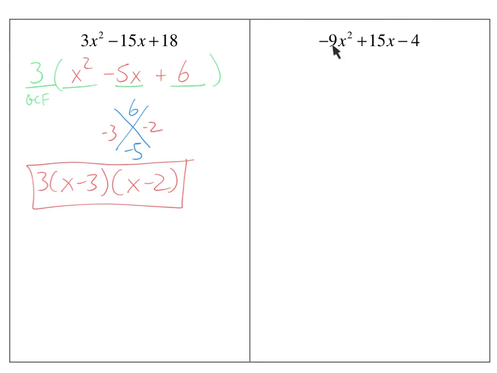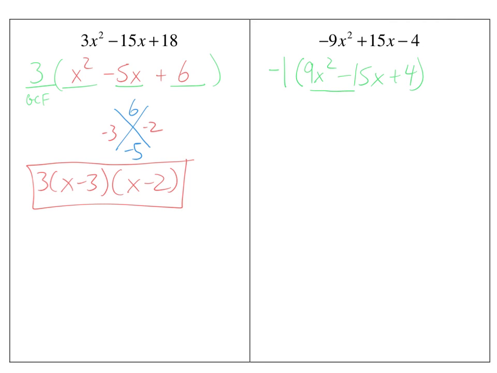In order to factor this one, we look for a GCF. And really, there is no GCF. But see this negative on the x squared? I never like to factor when there's a negative on the x squared. So I actually want to pull a GCF of a negative 1 out. That is actually kind of tricky, but you need to watch out for that. So I'm going to pull a negative 1 out. That will leave me 9x squared minus 15x plus 4.